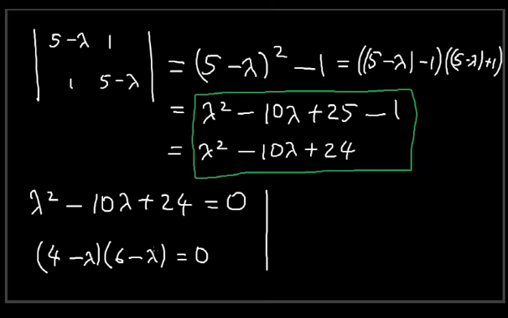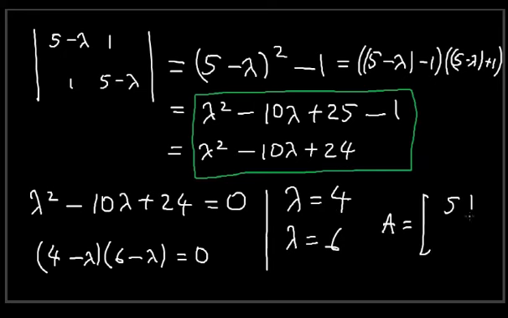Okay, so let's go back to our auxiliary equation, where the solutions are lambda equals 4 and lambda equals 6. This means that 4 and 6 are the eigenvalues for the matrix we are working with, the matrix A equals 5, 1, 1, 5. So these are the eigenvalues for this matrix.